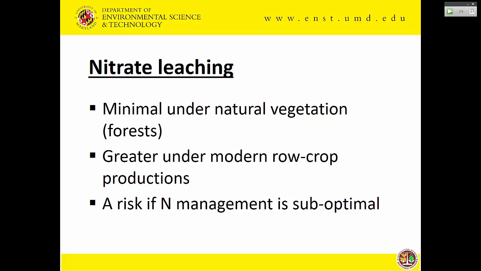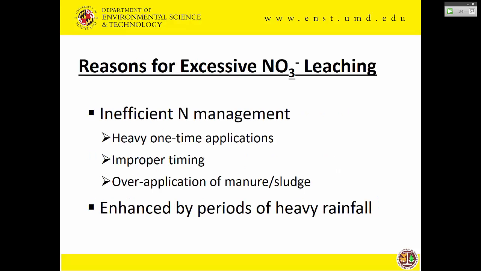So again, this is minimal under natural vegetation because there's not a whole lot of nitrate to begin with. And in the row cropping systems, this is higher because we use fertilizers and other things. There's a lot of transformation that happens. Again, nitrogen management is key in this scenario.